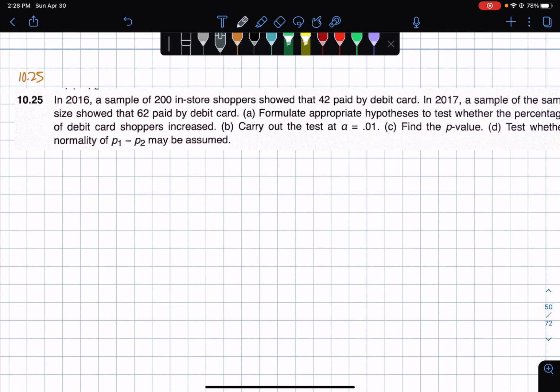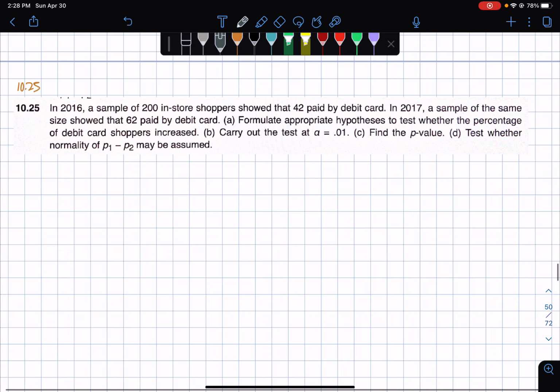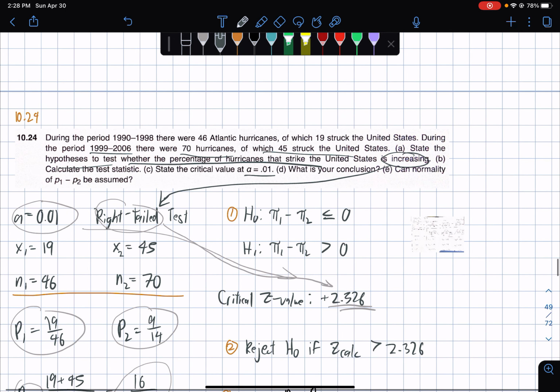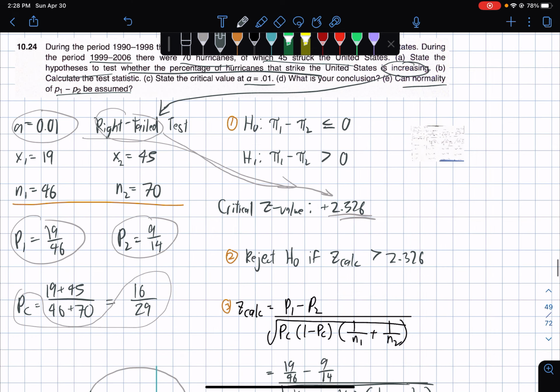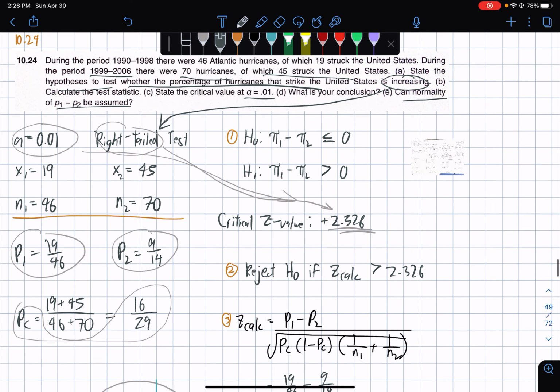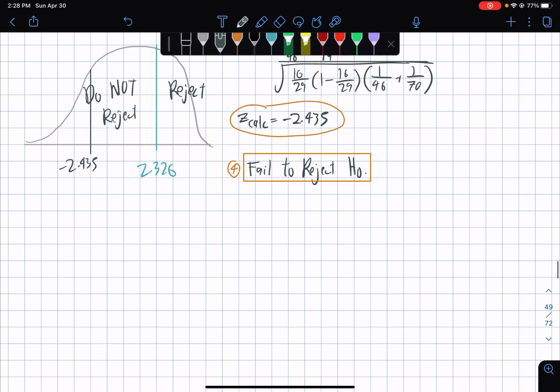In 2016, wait. For letter E, can normality be assumed? I can't really answer that for now. I'm not really sure how to do it. So, yeah, I'm sorry.